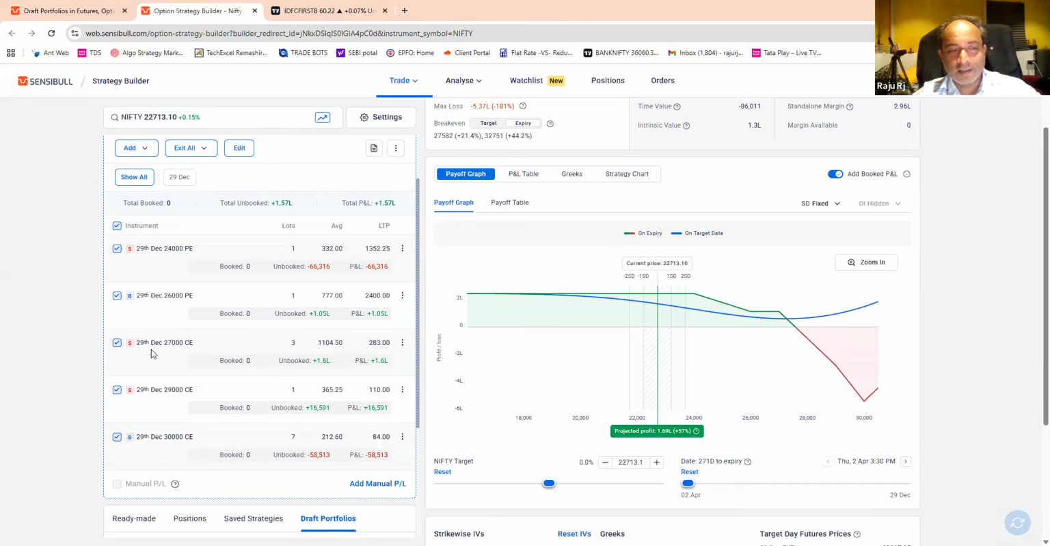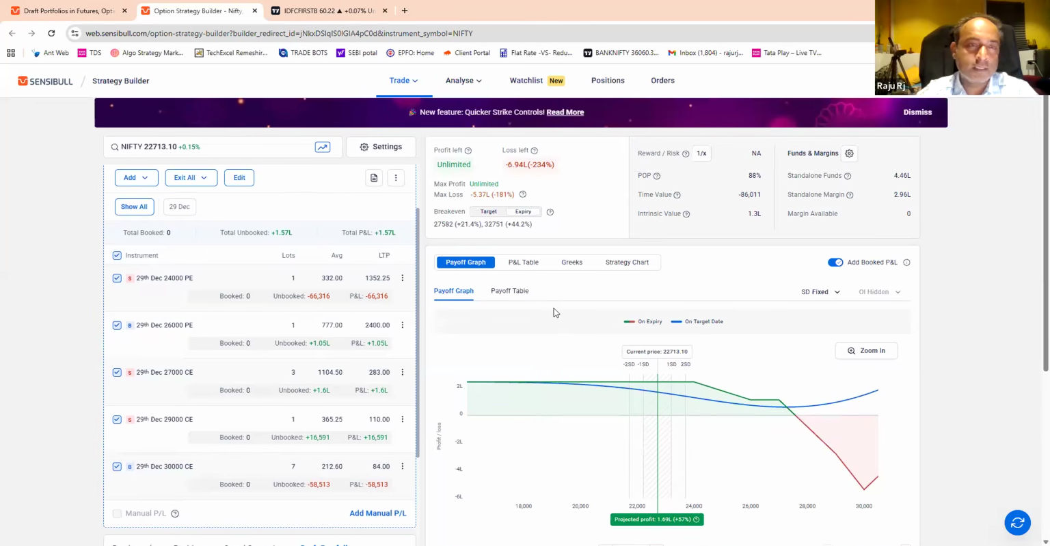You can see the call option which I sold at 1,100. Now it is at 283. Can you just see 283? How much is the decay here? So the put option, which I bought at 774, is at 2,400. So downward there was an unlimited profit. Downward, there is no limit for us. So likewise, you can just paper trade and deploy your strategies as well.